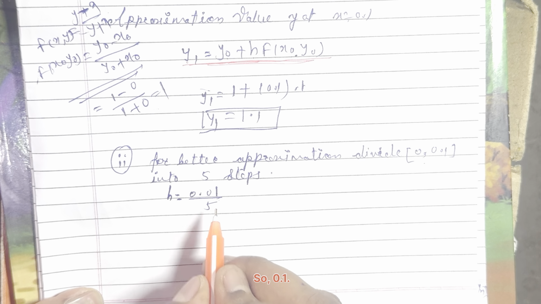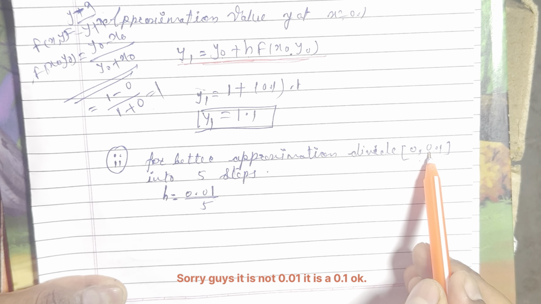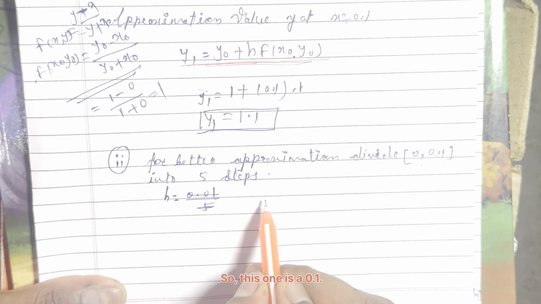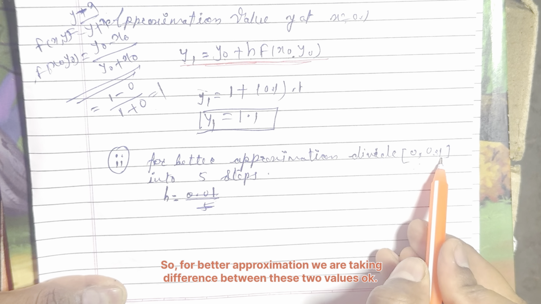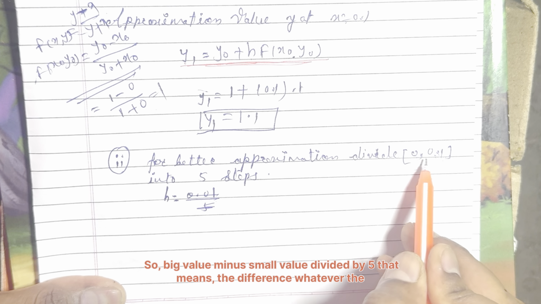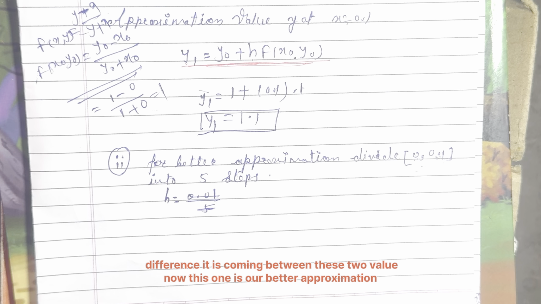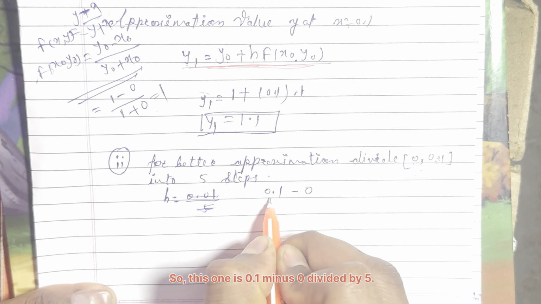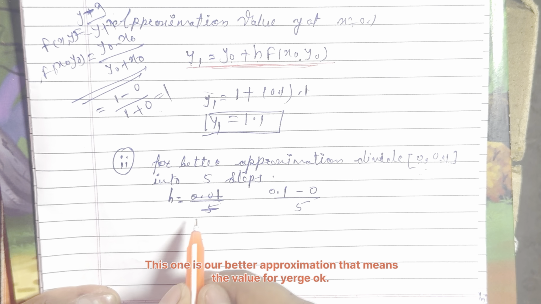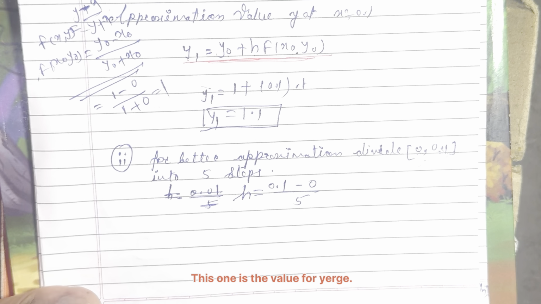Now we are looking for the value for better approximation. Sorry guys, it is not 0.01, it is 0.1. So for better approximation we are taking the difference between these two values: big value minus small value divided by 5. Whatever difference comes between these two values, that is our better approximation. So 0.1 minus 0 divided by 5. This is the value for h.